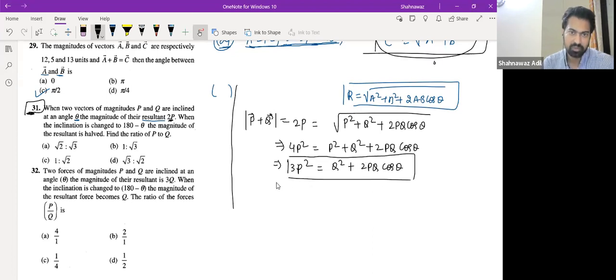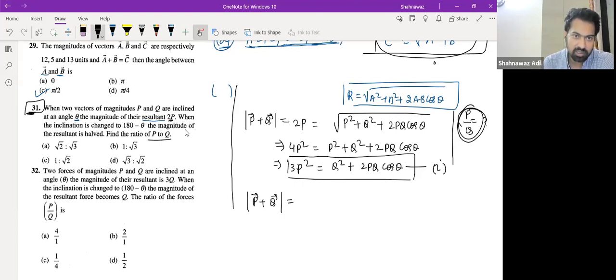Okay, guys, remember that we have to find the ratio between P and Q. So we have to find P by Q. Right, this is the ultimate goal. So what is the next resultant? P plus Q. This is equal to how much? When the inclination is changed, the resultant is half. Right, the magnitude of the resultant is half.